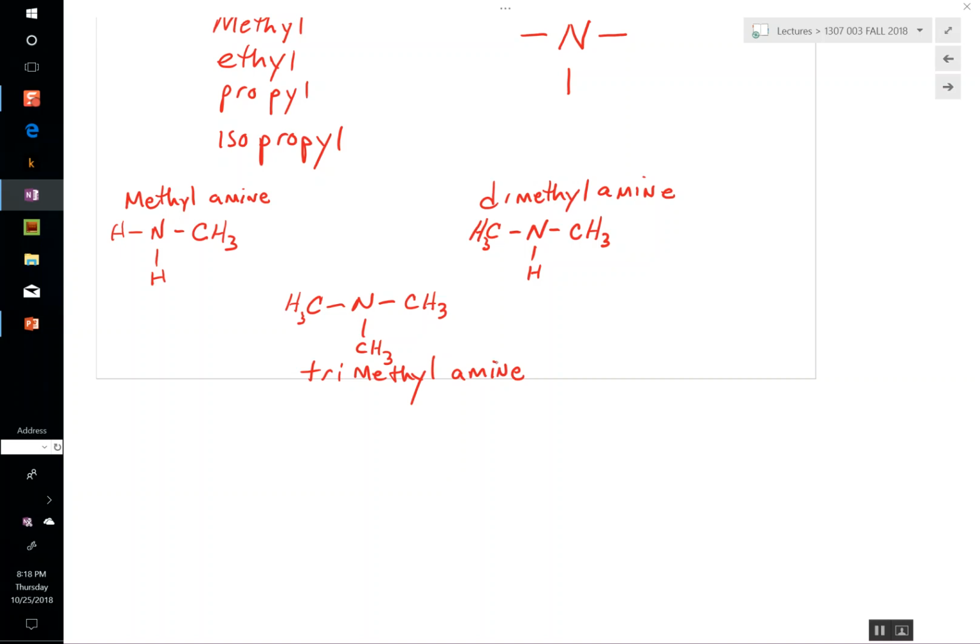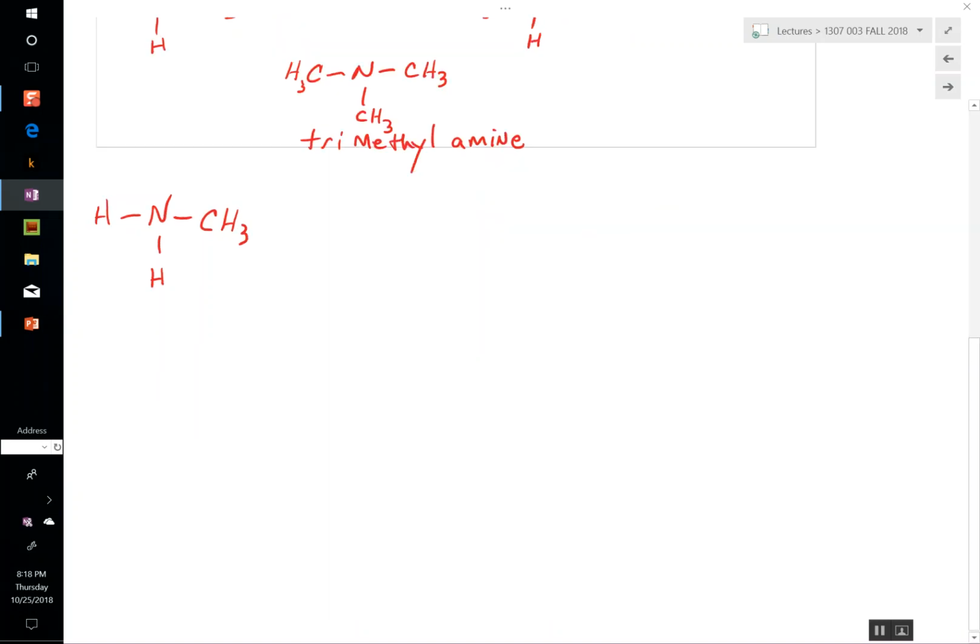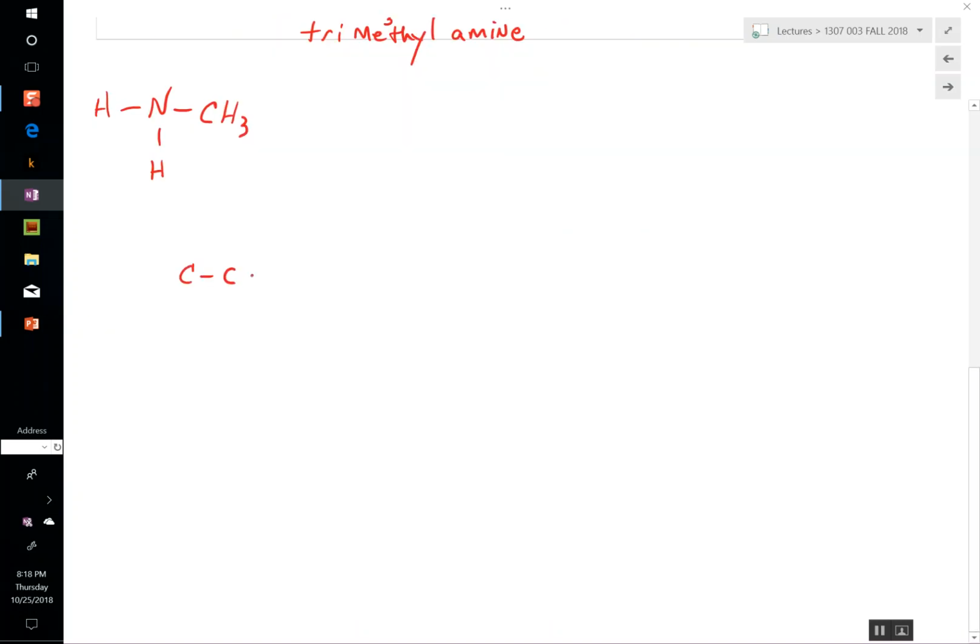Now, since the nitrogen has room for 3 substituents on it, if you only name one, the consequence of that is that there has to be 2 hydrogens. So methylamine, you only named 1 methyl, you need a total of 3 things on the nitrogen, so it's going to have 2 hydrogens. All right, so if we had an ethyl group on a nitrogen, and only one of them, you've got ethylamine.